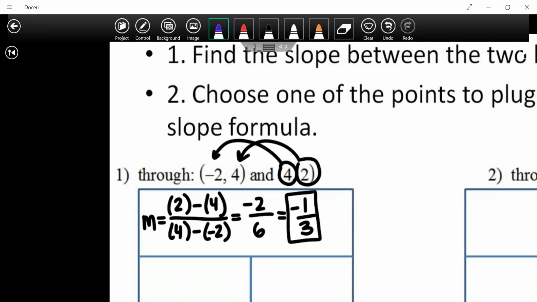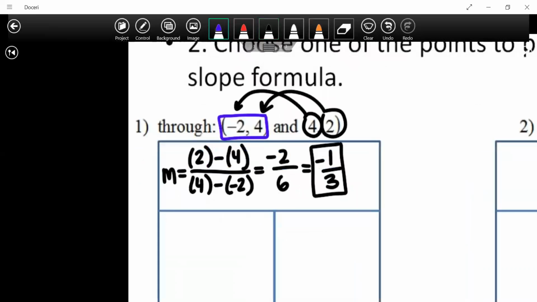So the first pair that we're going to get here, I know what my slope is. m is going to be equal to negative 1 over 3. And I'm going to use my first point, which is negative 2, 4. I could have also used my second point here. My slope is still negative 1 over 3. My point that I can use is 4, 2. So we're going to write the equations for both of those. Today, you're just going to have to do one of them.